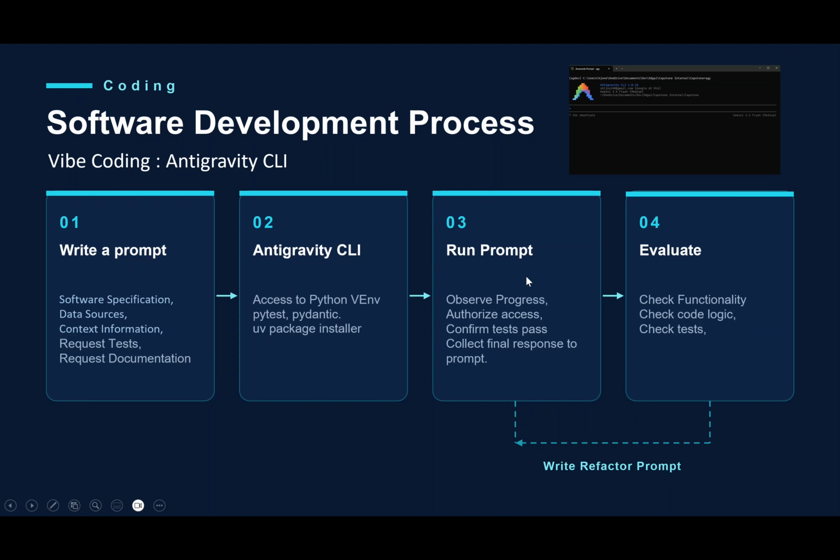The prompt is then run. You can observe the progress of the prompt, authorize access to resources that have been protected by guardrails in your prompt, confirm that the tests pass when they are run, and collect the final response to the prompt. Finally, you can look at the code and evaluate, check the functionality, check the code logic, and check the tests. If you want to make changes or extend the project, you can refactor by creating a new prompt and running that. Let's watch the code run.